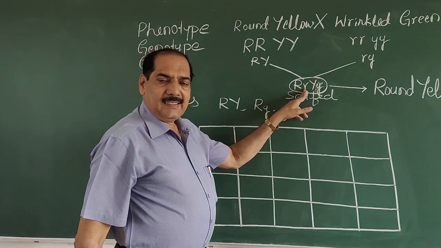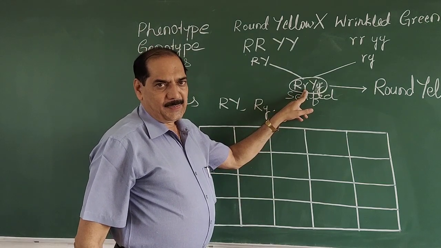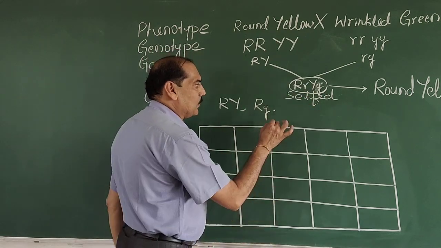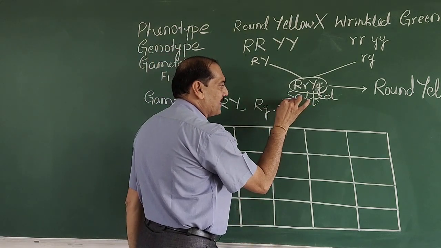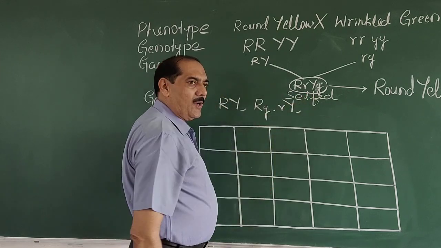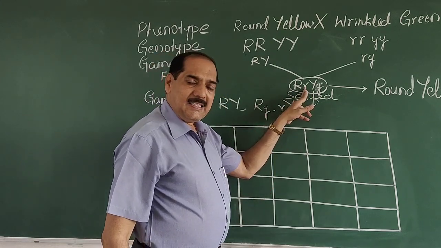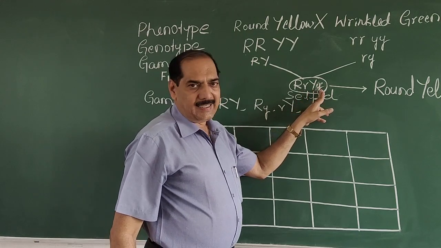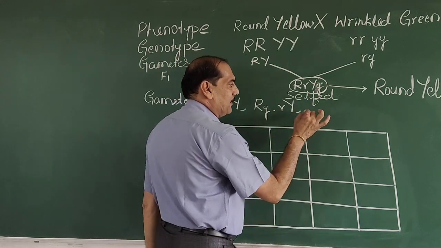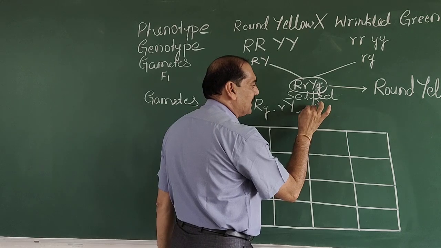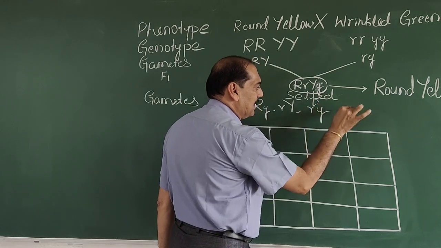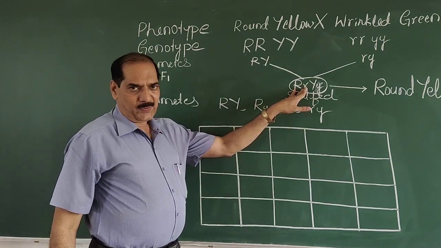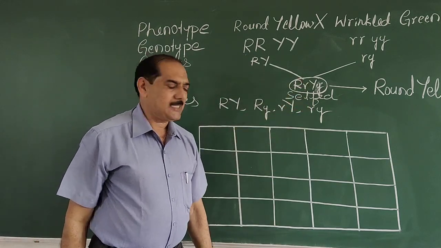So the wrinkled shape may associate with the yellow. It is one combination. This is another type of gamete, and this is the wrinkled. It may also combine with the green. It is the parental character, small r and small y. Is there any other possibility? No. Total how many types of gametes produced?